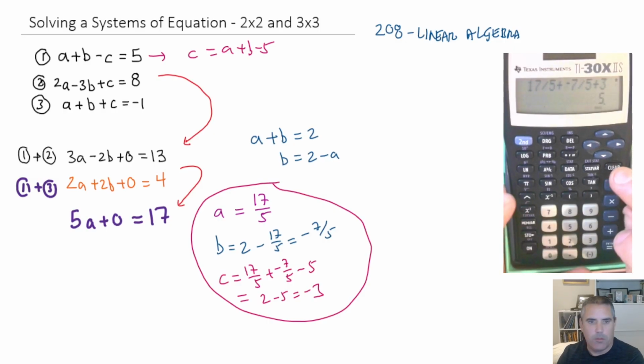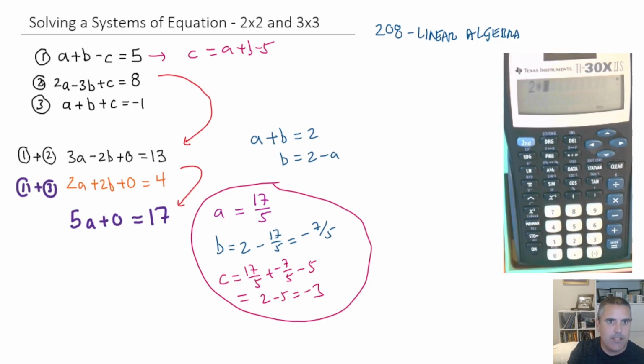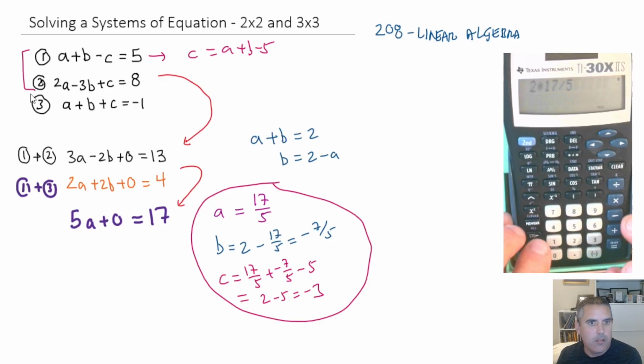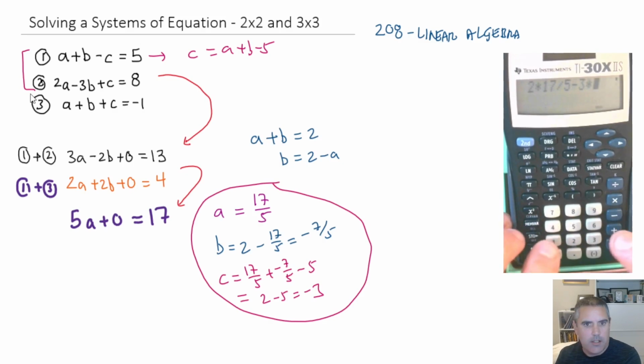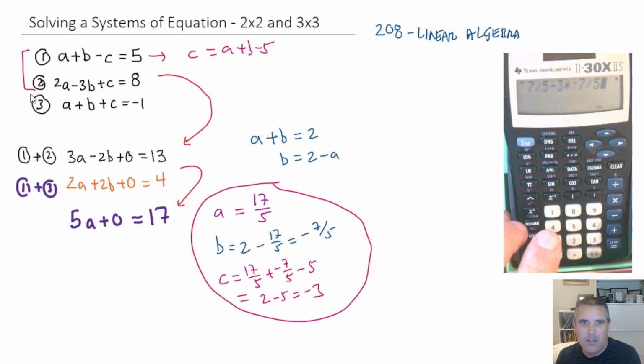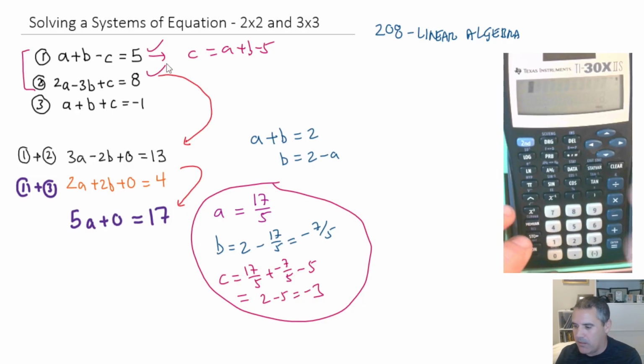Now we try the next one. The next one needs to be 8. So 2 times, and I'm just plugging into these. This is our goal. You always go back to that. So 2 times a, 2 times 17/5, minus 3 times negative 7/5, plus c, which was negative 3. 8. Success, we're almost there. Come on.